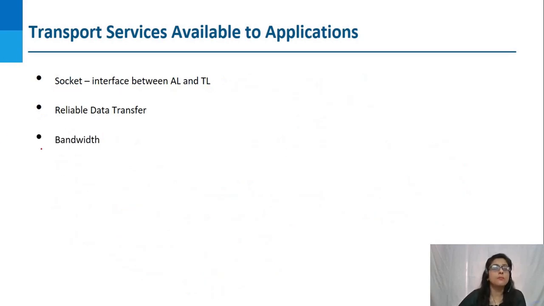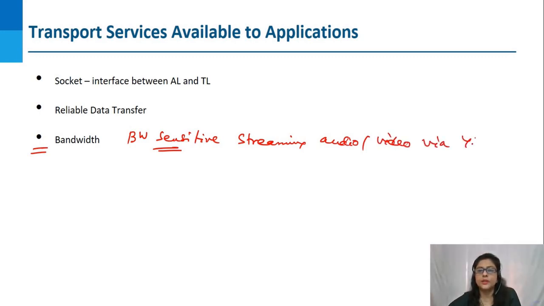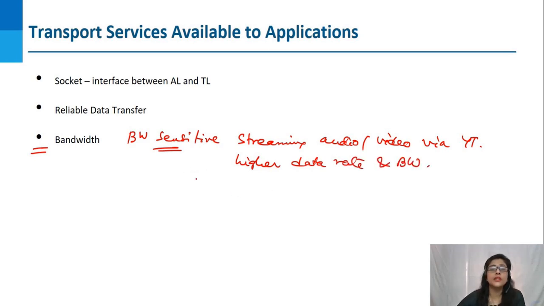Next comes the bandwidth. There are certain applications which are bandwidth sensitive, like when you are streaming audio and video via YouTube. So this requires higher data rate and bandwidth. But there are certain applications which are elastic in nature.